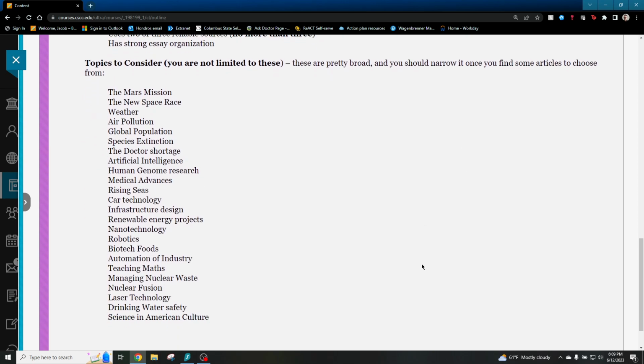At the bottom of the assignment sheet here, you'll see a list of topics to consider. This is just a list to get you thinking. You are not required to write about any of these topics. You can choose any topic that you're interested in as long as it is in some way related to a STEM topic or a STEM subject.